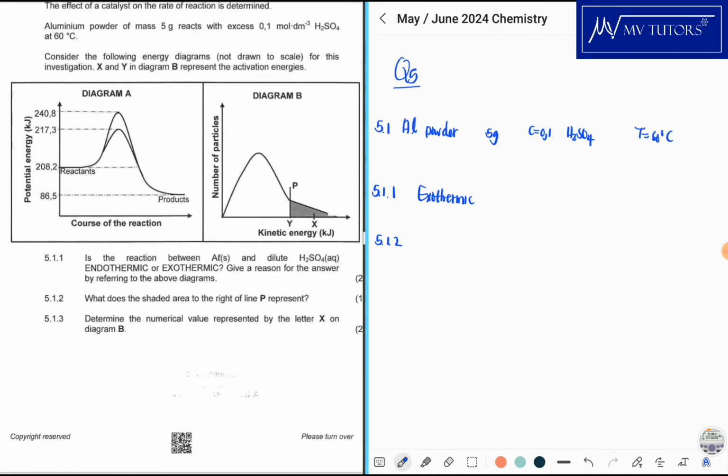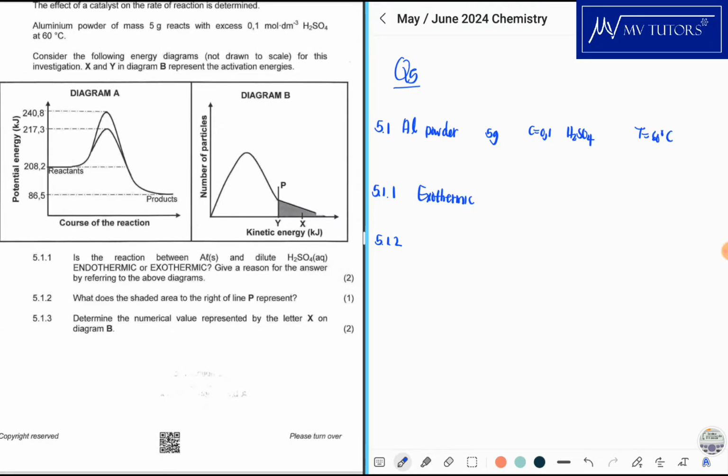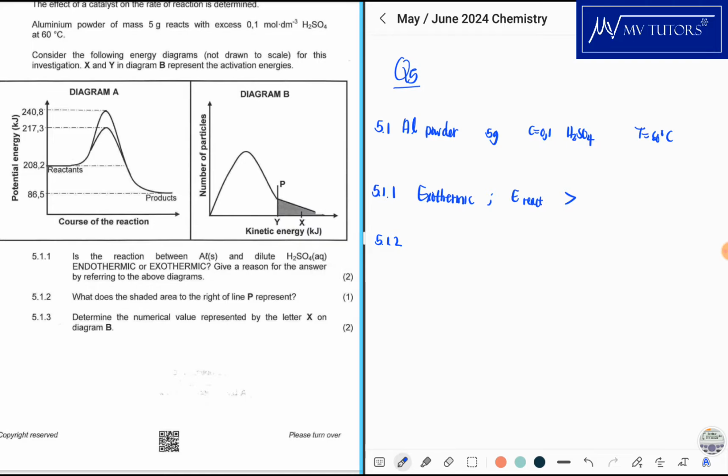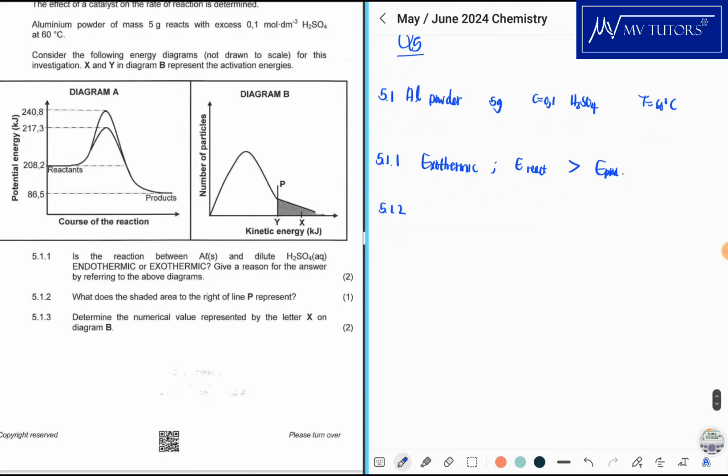Oh, give a reason. Okay, sorry. Exothermic, give a reason for your answer. Well, the energy of the reactants. Okay, energy of reactants, which is what? The energy of the reactants, that'll be the 240,8 minus 208,2. But anyway, the energy of the reactants ultimately, which is 208,2, is actually larger than the energy of the products, which is 86,5 kilojoules. Okay, that's why it's exothermic.